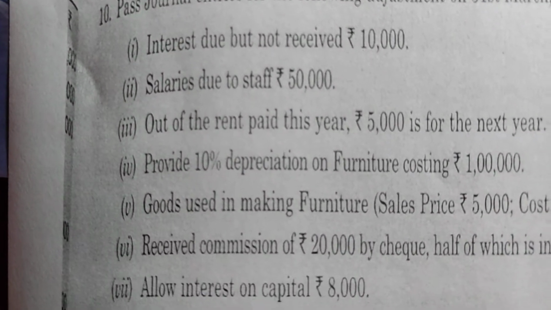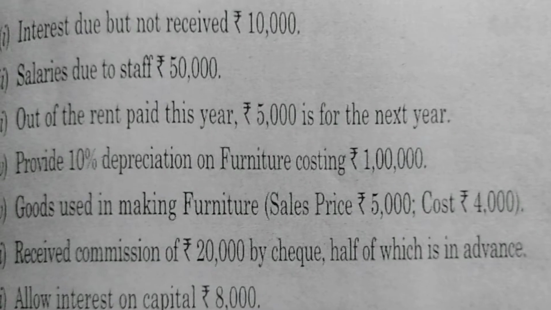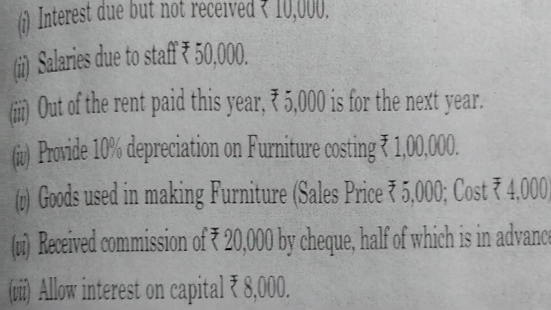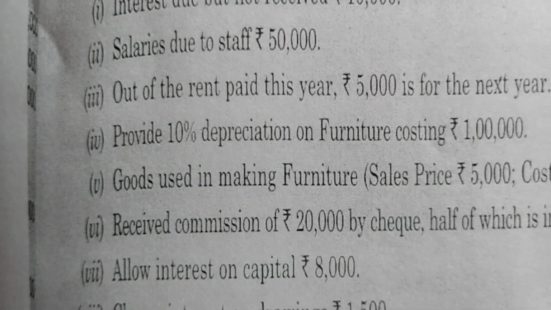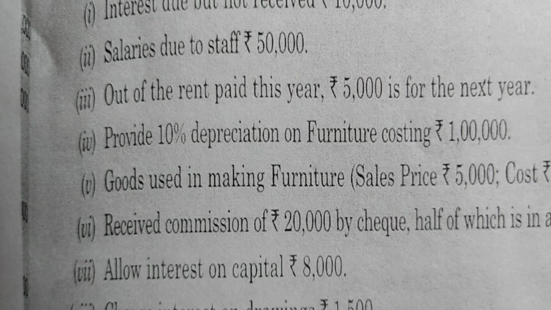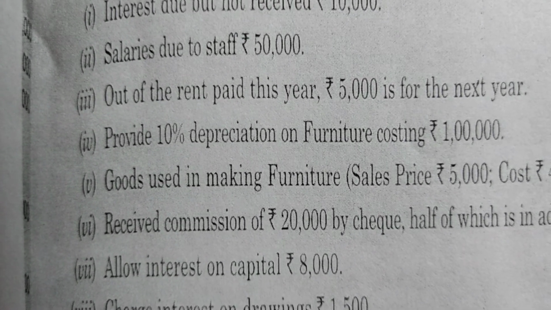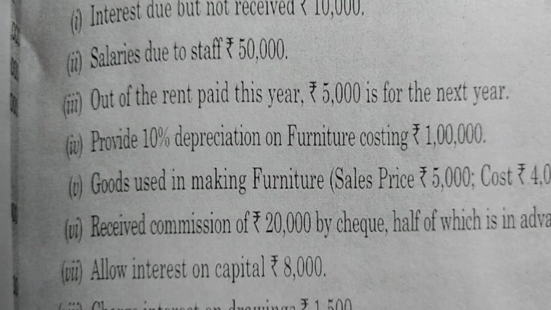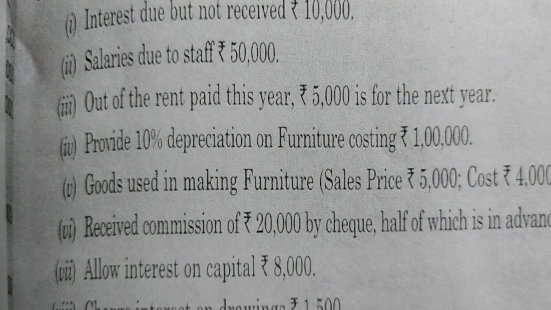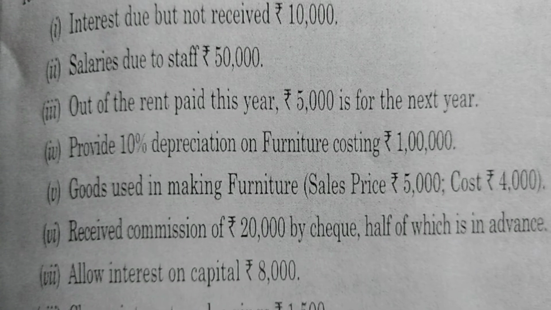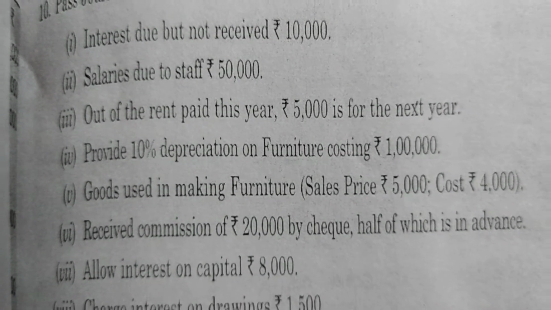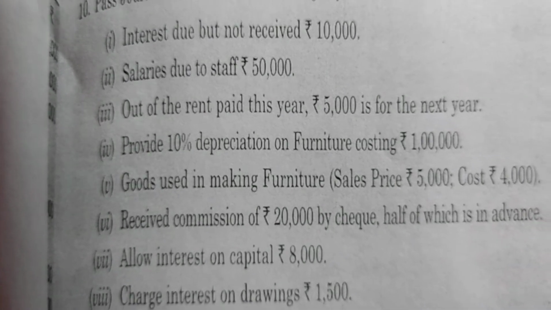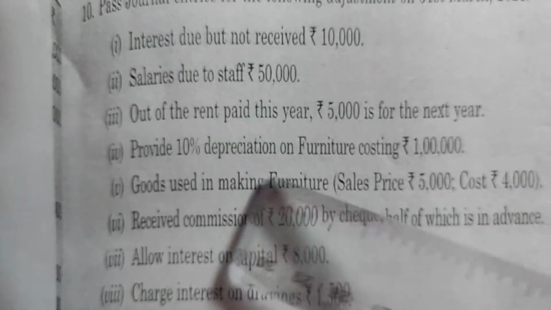Now let's see the next question here. Provide 10% depreciation on furniture costing rupees 1 lakh. Okay, we have to charge depreciation. What is our entry for depreciation? Depreciation account debit to asset account. Depreciation is considered as an expense and the asset value is reducing, so the asset will be credited. And the amount we will calculate is 10% of the cost.